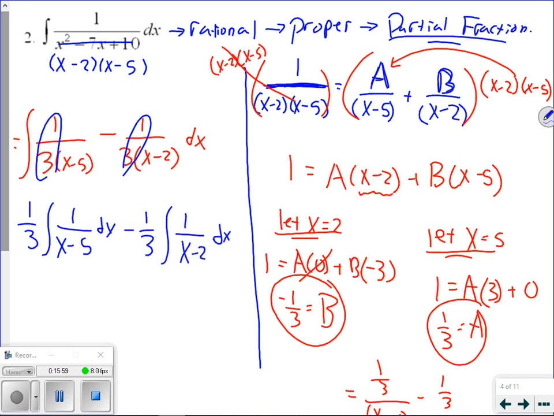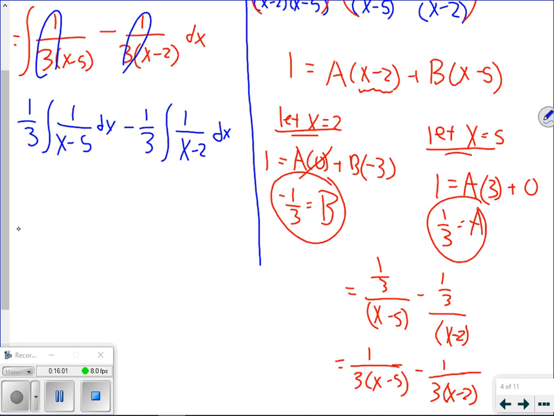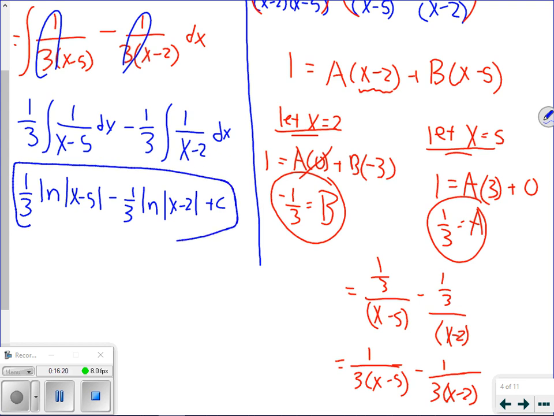And you can do u-sub all day, but it's just going to end up being the integration of 1 over u. We can take these integrations pretty simply. It's 1/3 ln absolute value of x minus 5, minus 1/3 ln absolute value of x minus 2, plus C. So the idea of today's lesson is being able to rewrite rationals as the addition of simpler fractions and integrating each of those components.